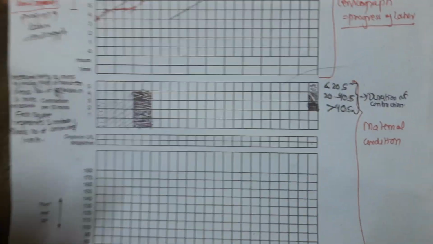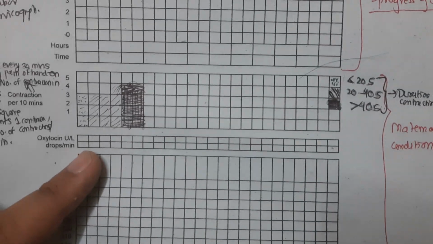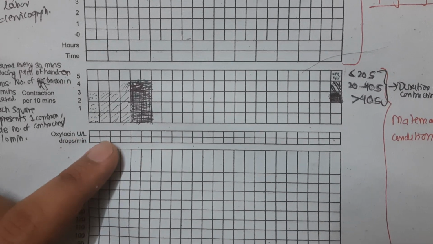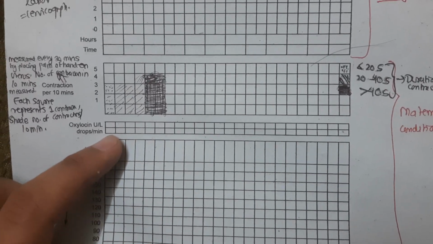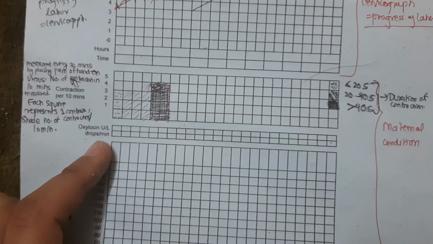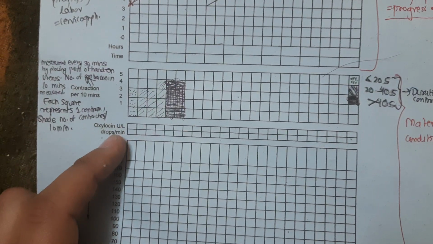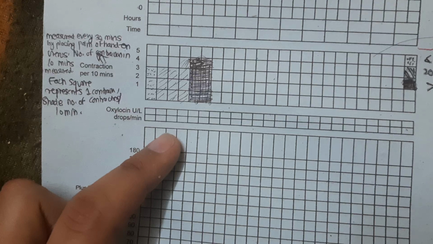And we have to plot about the drugs, about the oxytocin, how many units per liter of oxytocin is provided, and the drops per minute. So we have to plot this, and this is pretty straightforward.